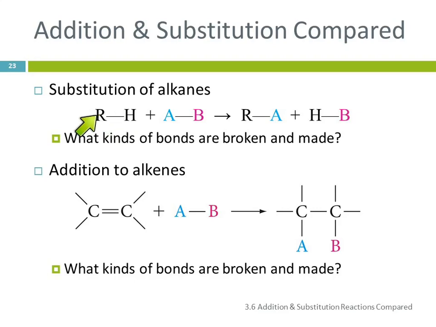This bond between the R and the hydrogen, is that a pi bond or a sigma bond? Sigma. It's a sigma bond. And this bond between A and B, is that pi or sigma? Sigma. So we're breaking two sigma bonds, and we're making what kind of bonds? Sigma bonds. So we're breaking sigmas and we're making sigmas.